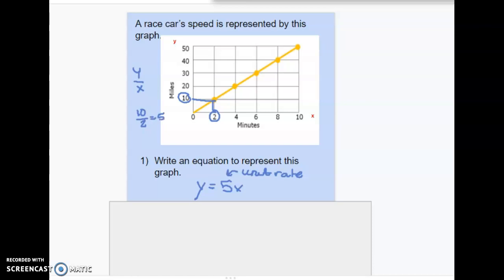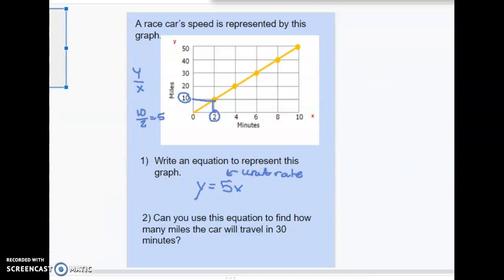So y equals 5x. And remember, you could use any of these points and get the same answer. So you could use 20 and 4 or 30 and 6, etc. All right, so now that we have the equation, let's see if we can answer this question. You can use this equation to find how many miles the car will travel in 30 minutes. I should say, can you use this equation?